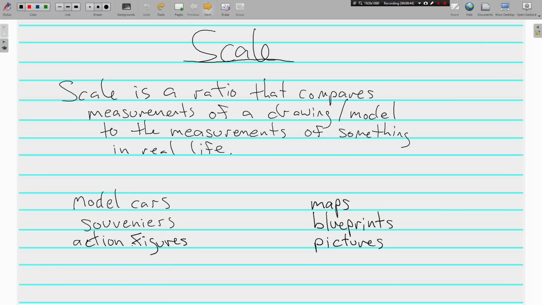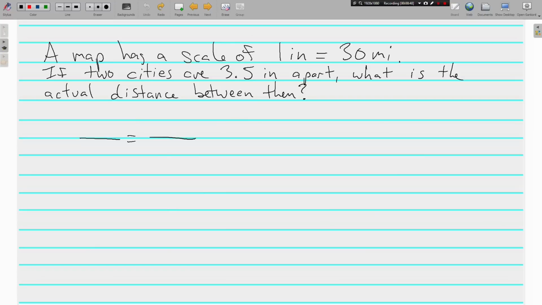Now, using scale is real easy. Here's an example. We've got a problem. A map has a scale of 1 inch is equal to 30 miles. If two cities are 3.5 inches apart, what is the actual distance between them? Here's what I recommend. When you're setting up your proportion, anytime you have a scale, put it over on the right side. You don't have to. It could go on the left, but this is just the habit I'm in. I always keep the scale on the right side of the proportion.